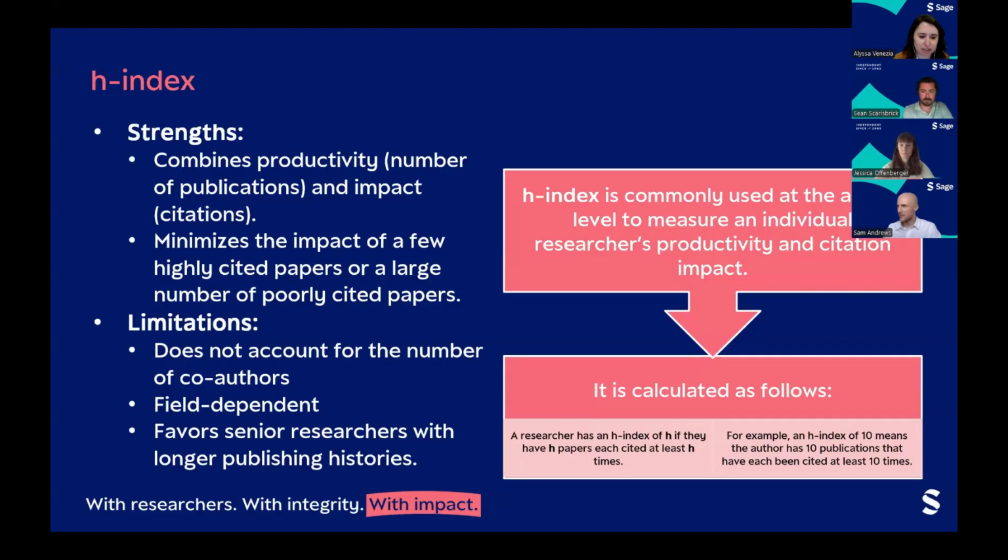Some strengths of the H-index are that it combines productivity, meaning the number of publications, with impact, meaning the number of citations. It also minimizes the impact of having very few highly cited papers or a large number of lower cited papers. Some limitations are that it does not account for the number of co-authors on an article, so it can potentially inflate the H-index for more highly collaborative fields. It's also very field dependent, so citation practices can vary across disciplines, and you get very different H-indexes. And it's also a lifetime measure, which means it favors senior researchers with longer publication histories. So there are some things to be aware of with that.